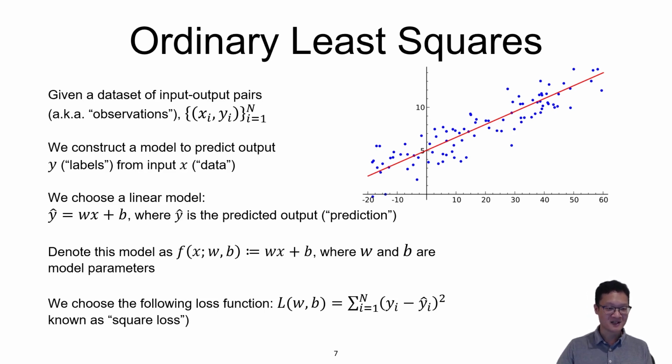So given the set of data points, we would like to construct a model to predict the output y, also called the labels, from the input x, called the data. I'll usually just use input and output to keep things simple, but you may see data or labels elsewhere. Now we can choose a linear model, which is the simplest kind of model, y hat equals wx plus b, where y hat is the predicted output or prediction.